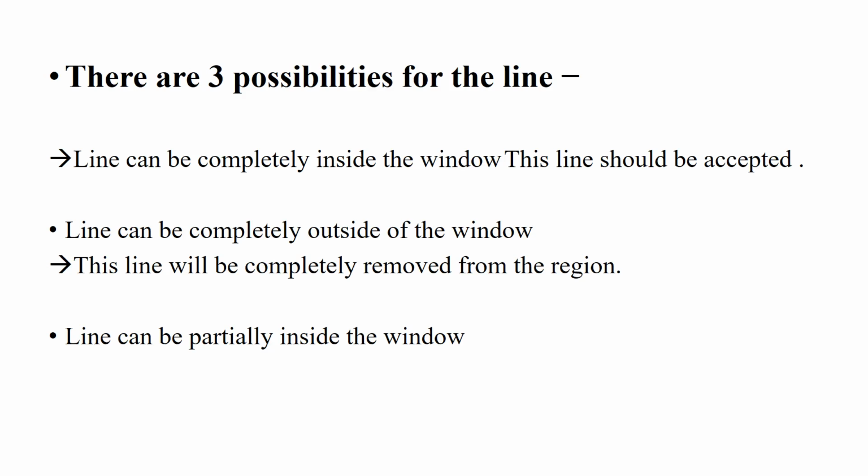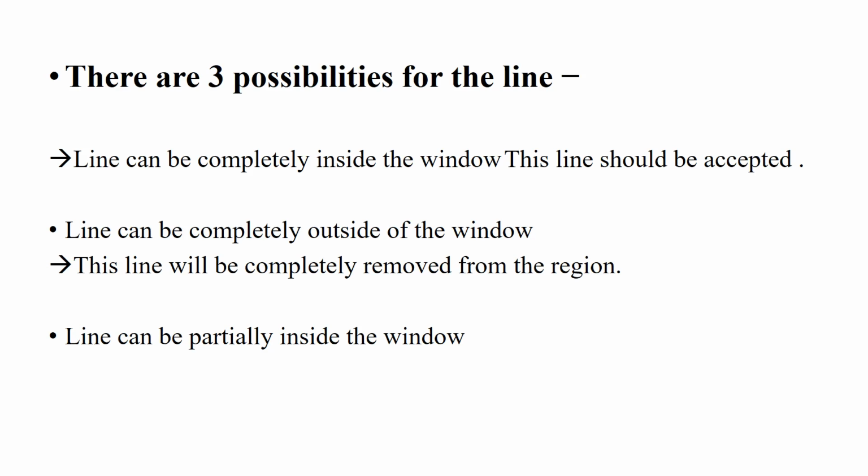Using this clipping window, we have 3 possibilities. First, the line can be completely inside the window, and this line should be accepted. If we find a line whose two endpoints are both completely inside the window, then the line is completely inside and we should accept it.